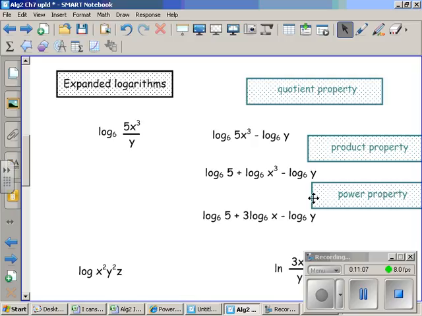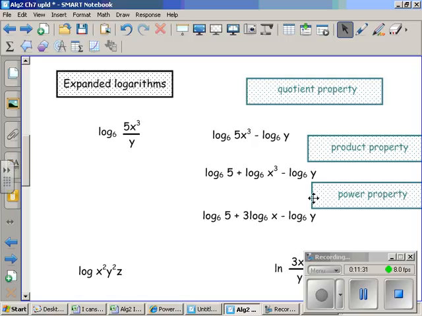What is that? Because logs are exponents, so we're raising a power to a power, and when you raise a power to a power, you multiply, right? Oh, yeah, absolutely. So we're multiplying 3 times this.